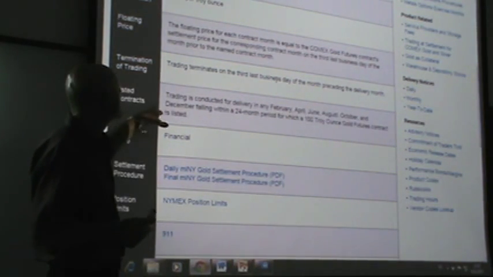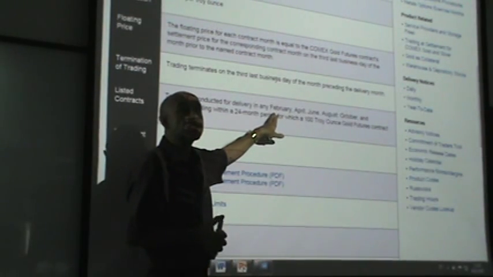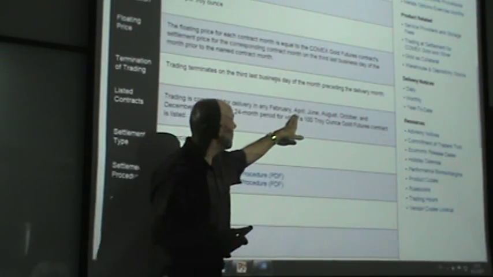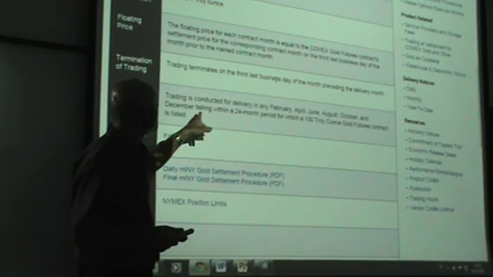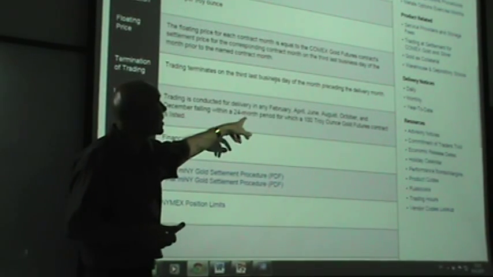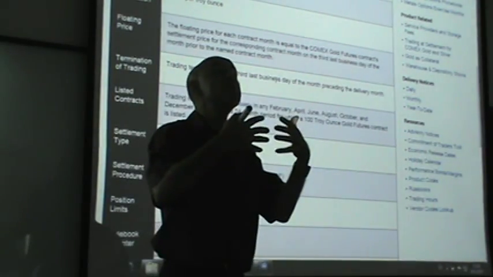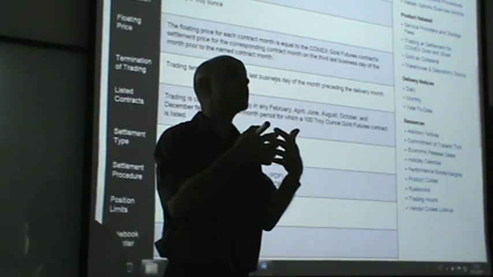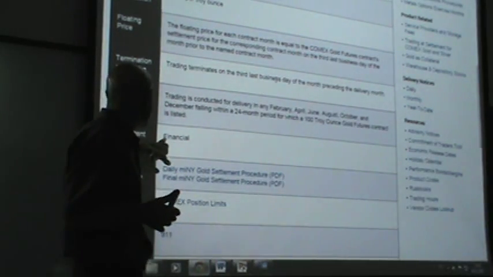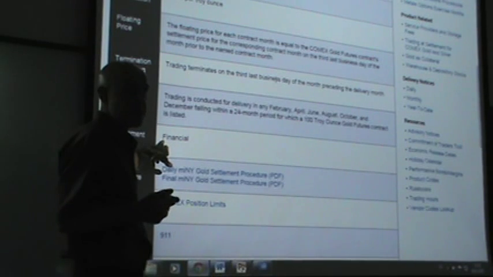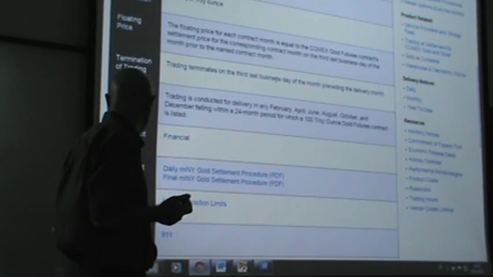Listed contracts. Trading is conducted for delivery in any of these months: February, April, June, August, October, and December, falling within the 24-month period within which 100 troy ounce gold is listed. So it will be matching the 100 troy ounce gold. Settlement type is financial, whatever that means. That probably means cash settled as opposed to real gold.